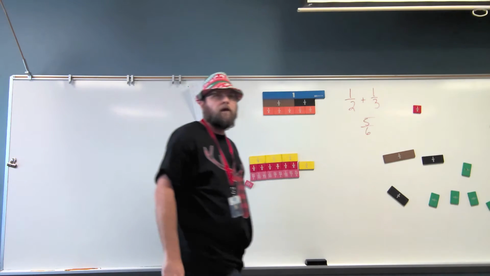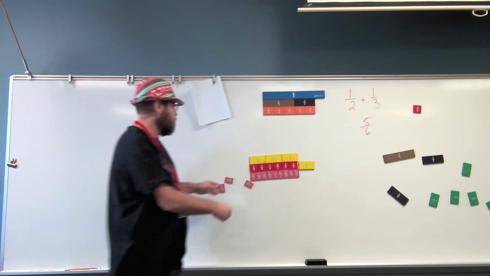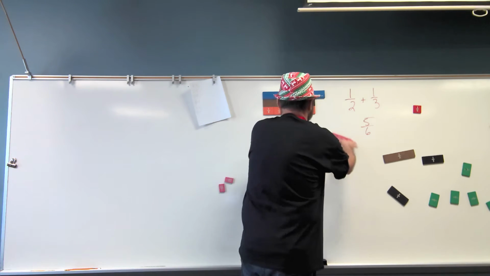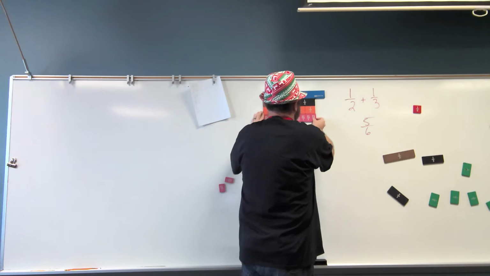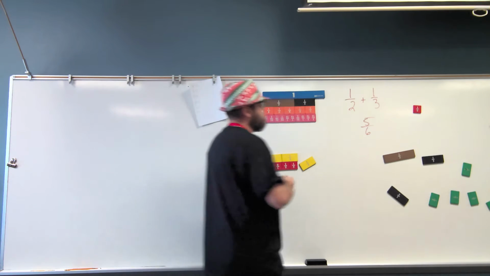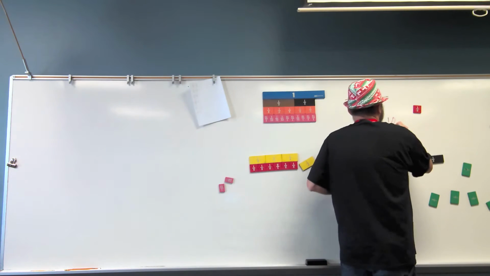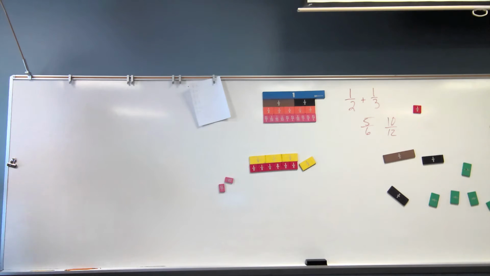What else can we have, Zoe? 10 twelfths. 9 twelfths, 10 twelfths. So we have 5/6 and we have 10 twelfths. So who can tell me something about 5/6 and 10 twelfths?